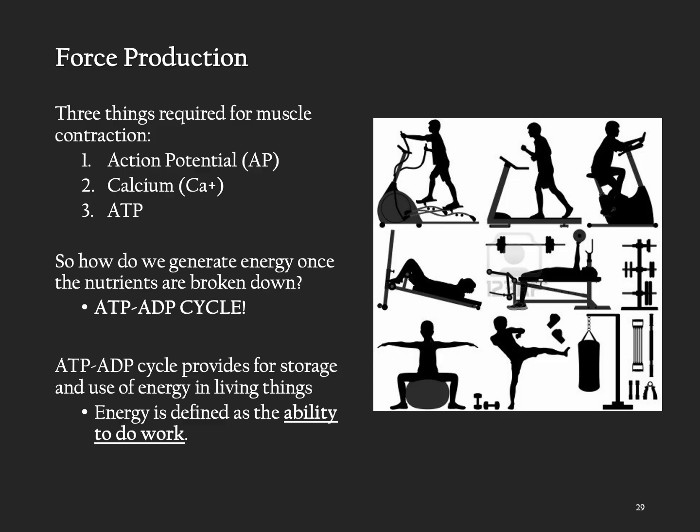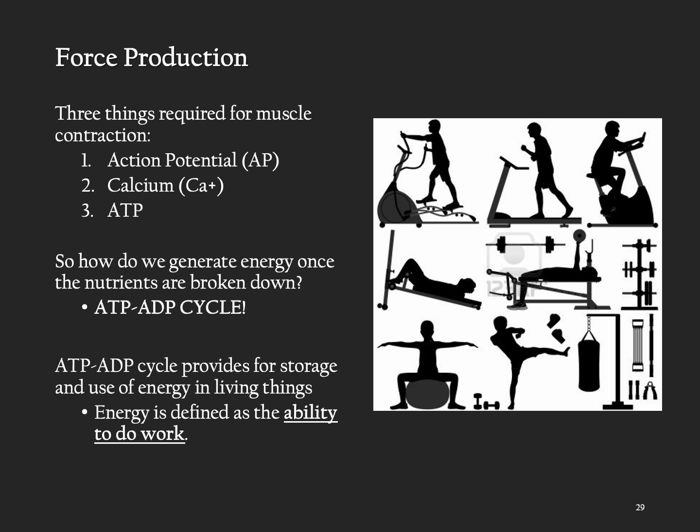So in order for the sliding filament theory to take place, in order for force production to occur, three things are absolutely required. One, action potential, that electrical stimulus that goes down the neuron, through the motor end plate, across the sarcolemma, down the T-tubules, that releases calcium. Number two, calcium is also required. Calcium is released from the sarcoplasmic reticulum, binds to troponin, causing the shape change of the thin filament, revealing the binding sites on actin. And the last thing that is required for force production: energy, ATP.